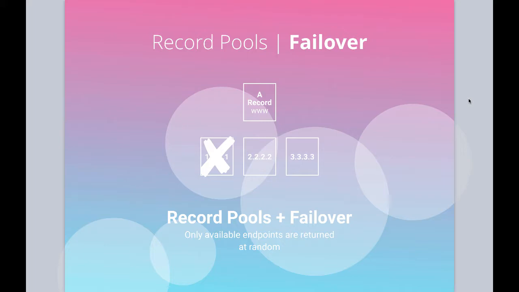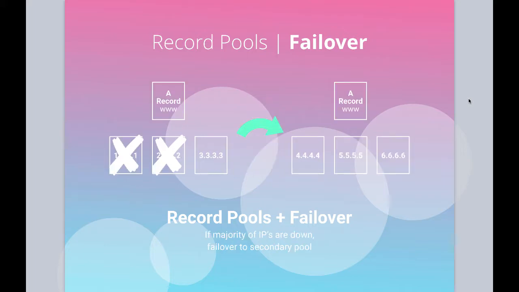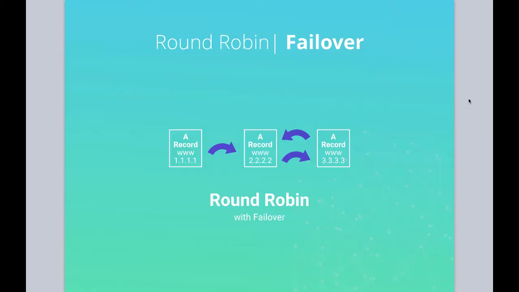If one of the endpoints in the pool is considered down, we'll only cycle through and return the available endpoints. And the other thing we can do is an entire pool failover from one pool to another pool. If the majority of the endpoints are down in a pool, we'll fail over to the backup pool that you've specified ahead of time. So now what's the difference between this? Yeah, it's a pool. It's an inception pool.